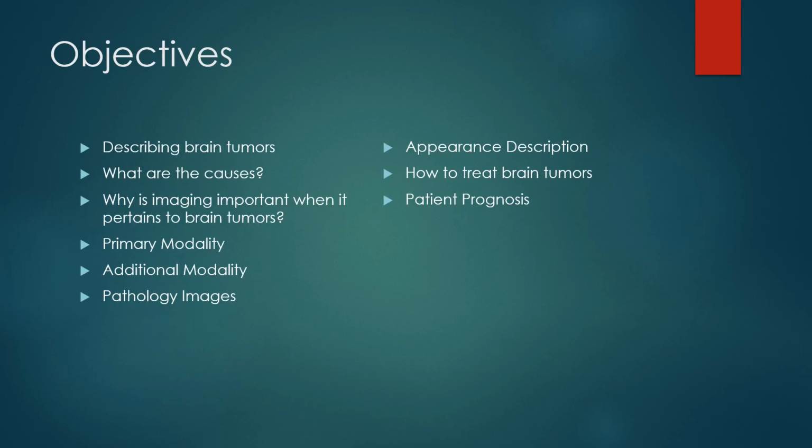Some objectives we'll be going over today are defining what a brain tumor is, what are some things that can cause them, why it's important for us as imaging technologists and how it pertains to our job, the primary and secondary modalities I chose for this project, as well as going over the images and how to treat brain tumors, as well as patient prognosis and care.